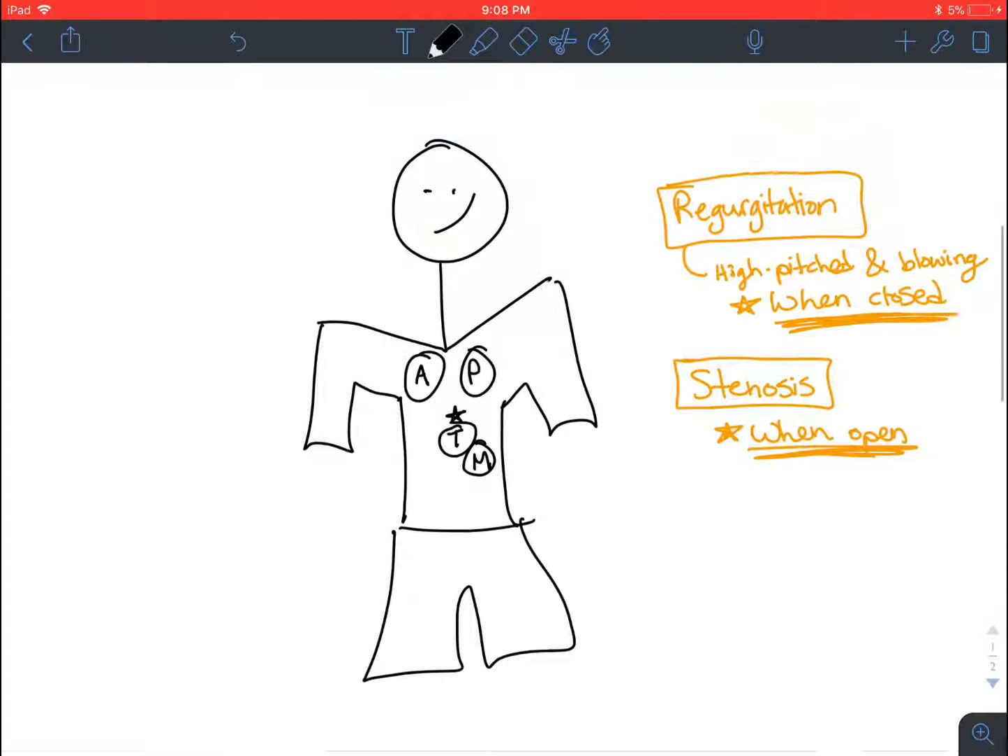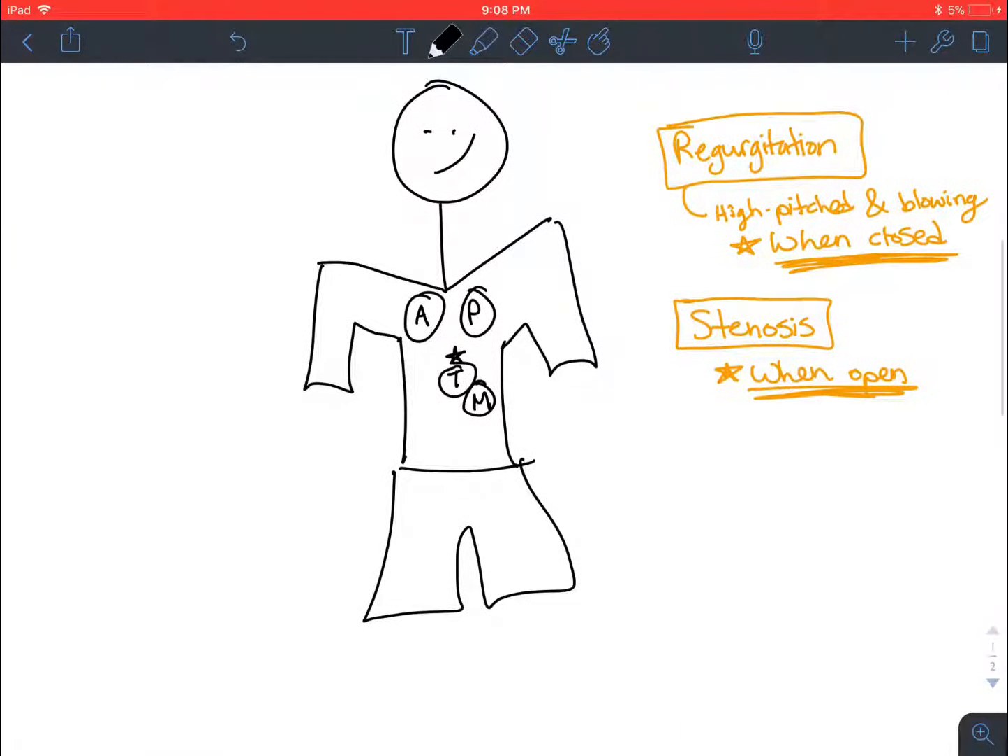As a reminder, if you're looking at a person, you're going to have all patients teach me. All patients teach me. That's the way to remember it. So that's going to be at the second intercostal space on the right will be the aortic, or the best place to hear the aortic valve. Second intercostal on the left will be the best place to hear the pulmonic valve.